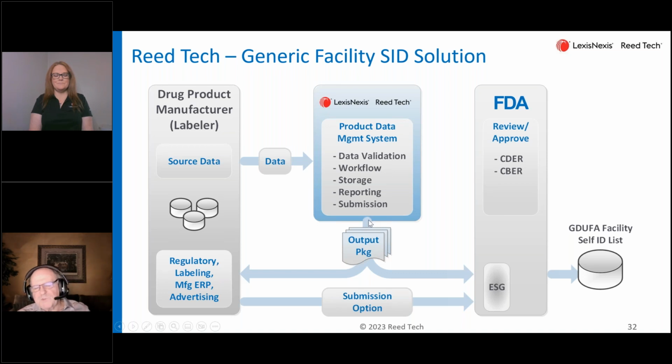And then I would say that most of the clients that we support would have us go ahead and submit that through the electronic submission gateway and move it over to the FDA. There is an alternate option where we could return that, not only for your storage, but you might want to turn that around and submit that on your own to the FDA. But either way, that SPL then needs to show up at the FDA. They review it, and once it passes all the criteria, it goes into that GDUFA facility self-ID test list.